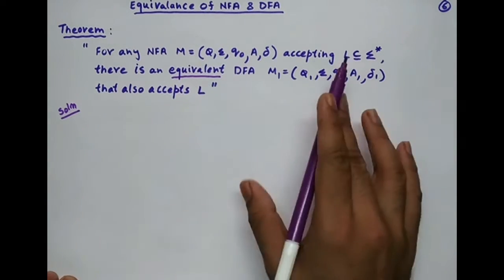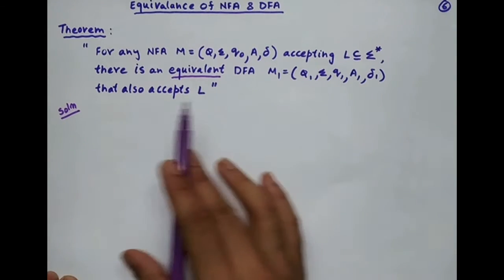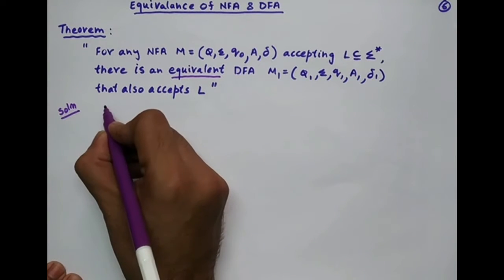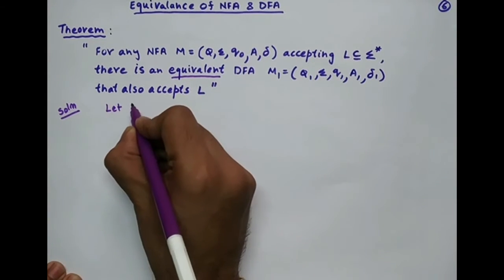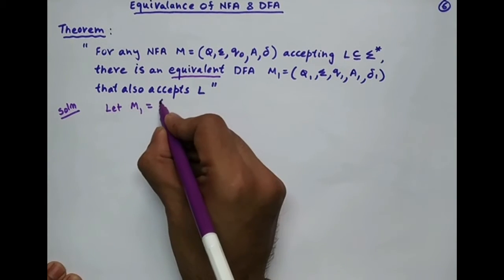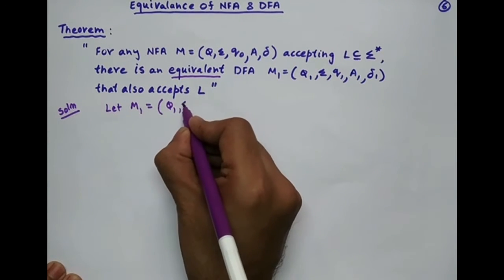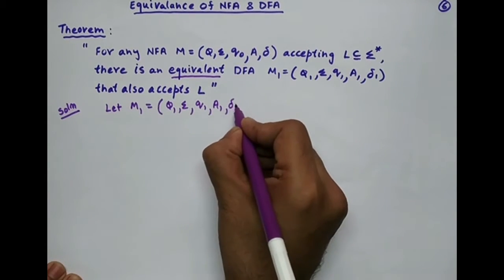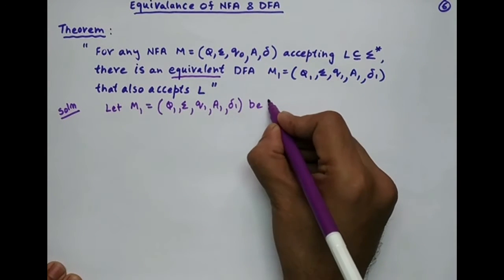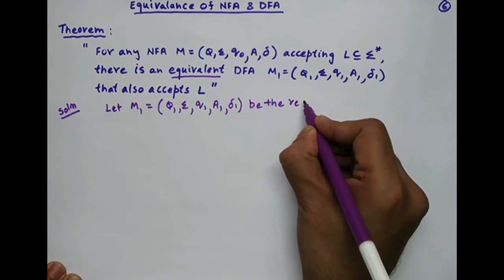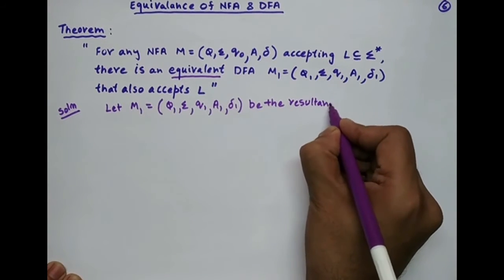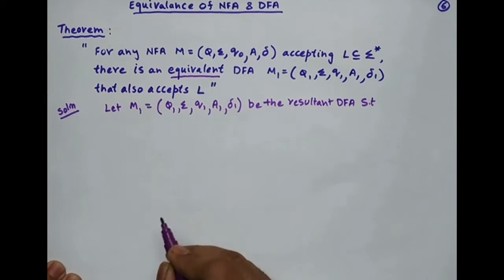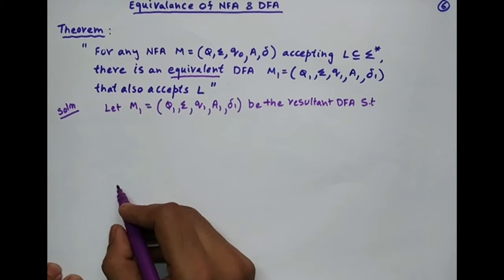Since what is asked is to prove that there is an equivalent DFA, using proof by construction, I say that let M1 equal to (Q1, sigma, q1, A1, del1) be the resultant DFA, such that, what will be the individual parts of this DFA?